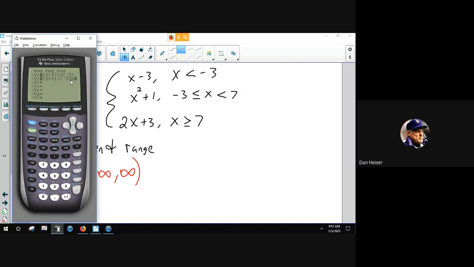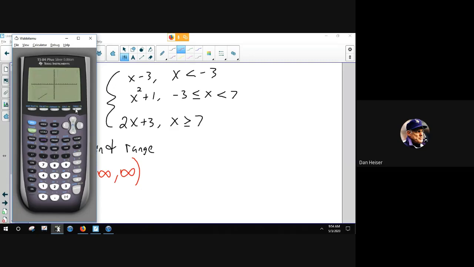Negative 3 is less than or equal to x. Second, test. Now we cycle over to logic. Say, and, okay, calculator, there's one more thing. X, second test, is also less than 7. Close parentheses. So negative 3 is less than or equal to x. You could also type that in as x is greater than or equal to negative 3. And there's one more condition. X is less than 7.